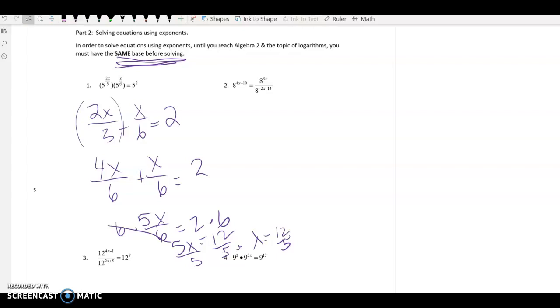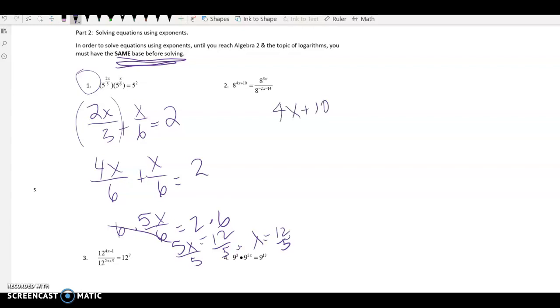So what we're doing is taking all those rules that we reviewed last week and applying them to solve for x. For number 2, I know I have the same big number. I have 8 for both sides. We learned one of our exponent rules is if we're dividing, we subtract. The opposite of multiplying is dividing. So number 1, we added. Number 2, we're going to subtract. So here's what I have.